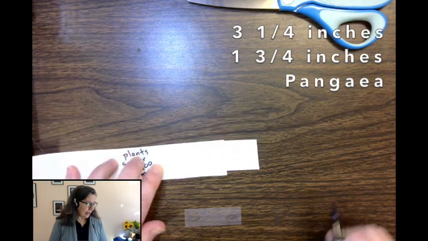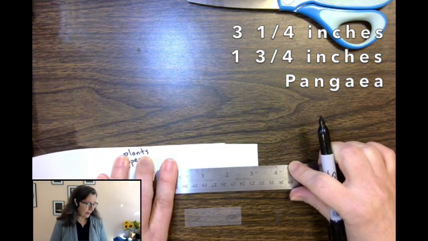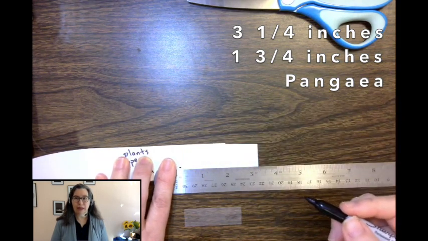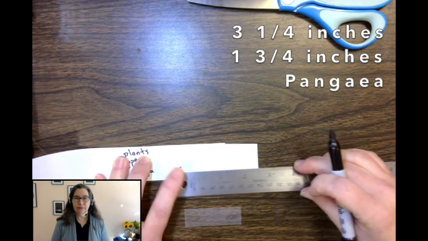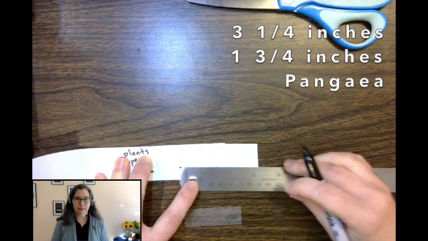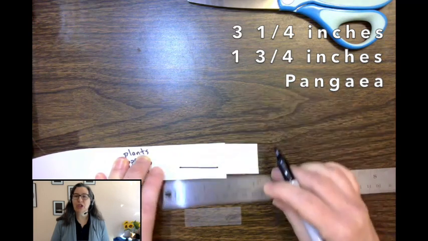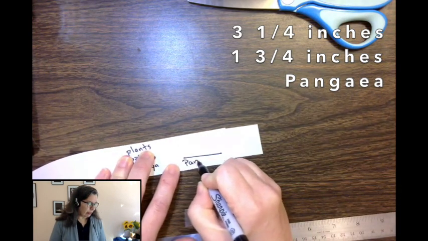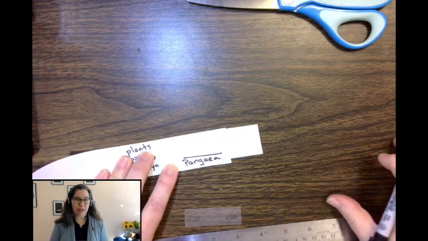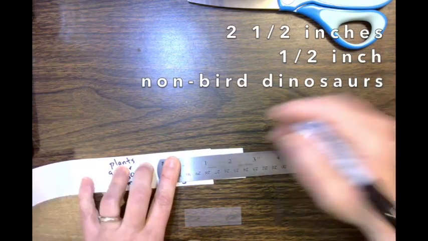Next, we're going to make a dot 3¼ inches from the right-hand side and another dot 1¾ inches from the right-hand side. Connect those two dots. That period is when the supercontinent Pangaea existed on Earth, from about 335 million years ago to about 175 million years ago.